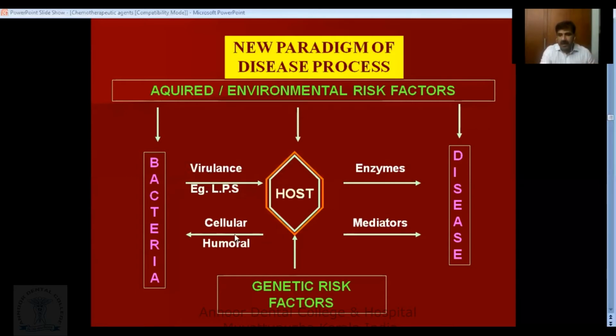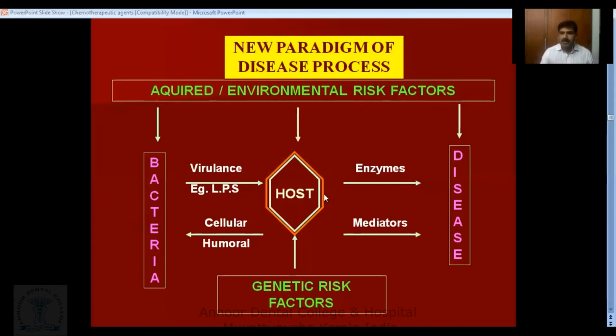Maybe either cellular mediators, meaning different types of cells, neutrophils, lymphocytes, macrophages, plasma cells, all these cellular mediators, or humoral mediators, meaning different types of antibodies that are produced. The basic idea of this cellular and humoral immunity is to kill the bacteria. But they not only kill the bacteria, they also cause resident damage to the tissues that are present there. So you have a lot of enzymes and mediators which actually cause disease.